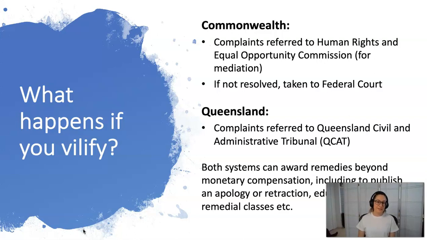Both of these systems can award remedies beyond the usual legal remedies, so beyond monetary compensation, and those remedies can include publishing an apology or a retraction, that the person must undertake education or remedial classes to improve themselves, essentially. And those are the laws relating to hate speech in Australia and Queensland.